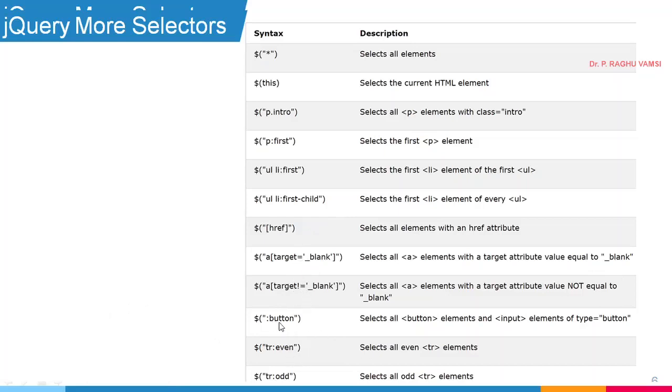And :button selects all button elements and input elements of type button. tr:even means select all the even table row elements, and tr:odd means select all odd table row elements. Like that, you are supposed to use the syntax of the selectors for jQuery.